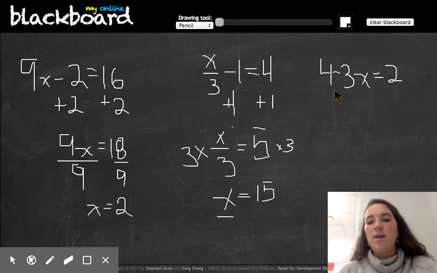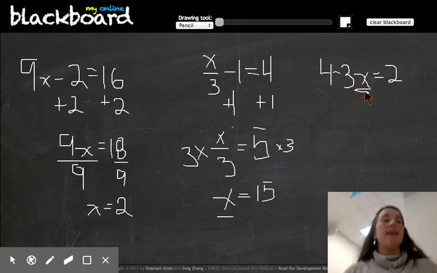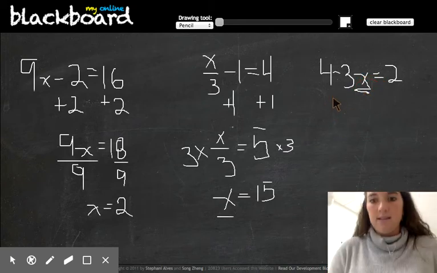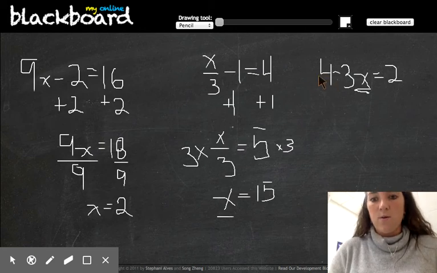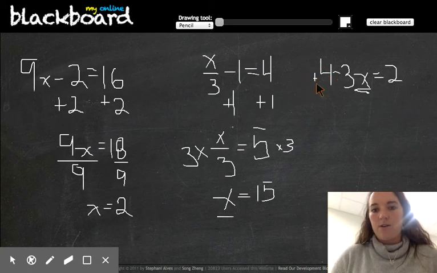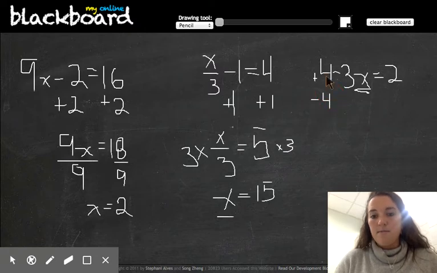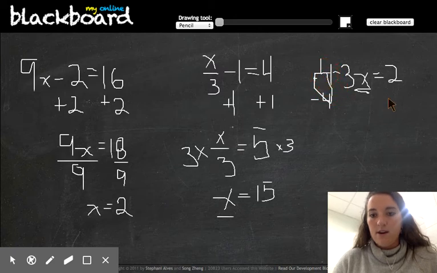Last one. So here we have it switched around. So where's my x? My x is right here. So how can I get rid of everything around x? First, I want to get rid of this 4. Is this a positive 4 or a negative 4? It's a positive 4. So how can I get rid of positive 4? I can subtract 4 because 4 minus 4 equals what? 0. So I can subtract 4 on both sides.